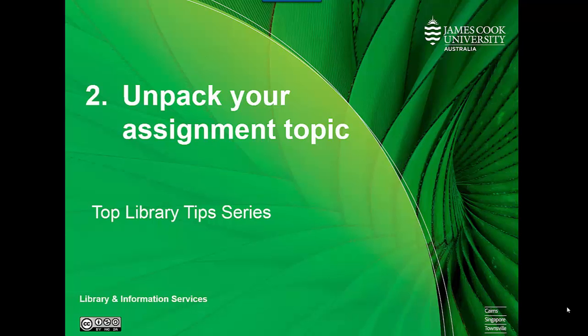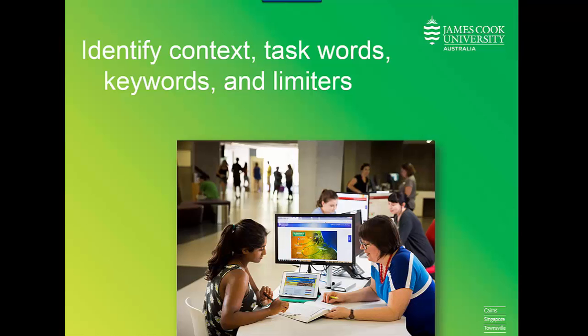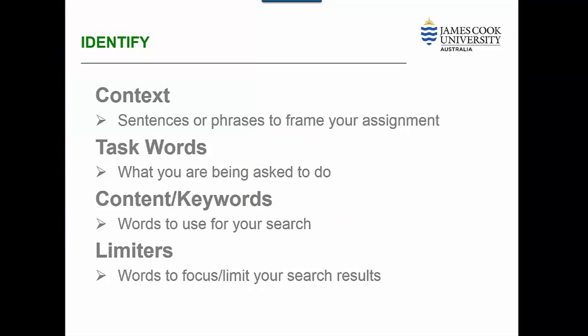We are going to learn how to unpack an assignment. What do we mean when we say unpack? Well, an assignment topic usually has four components. The context of the topic, which are sentences or phrases that help us frame an assignment. Task words that tell us what to do. Content words are the meat of the question. These are things we can usually research. And lastly, limiting words that help us work out where to focus. Work out each of these components to answer the question you are being asked.